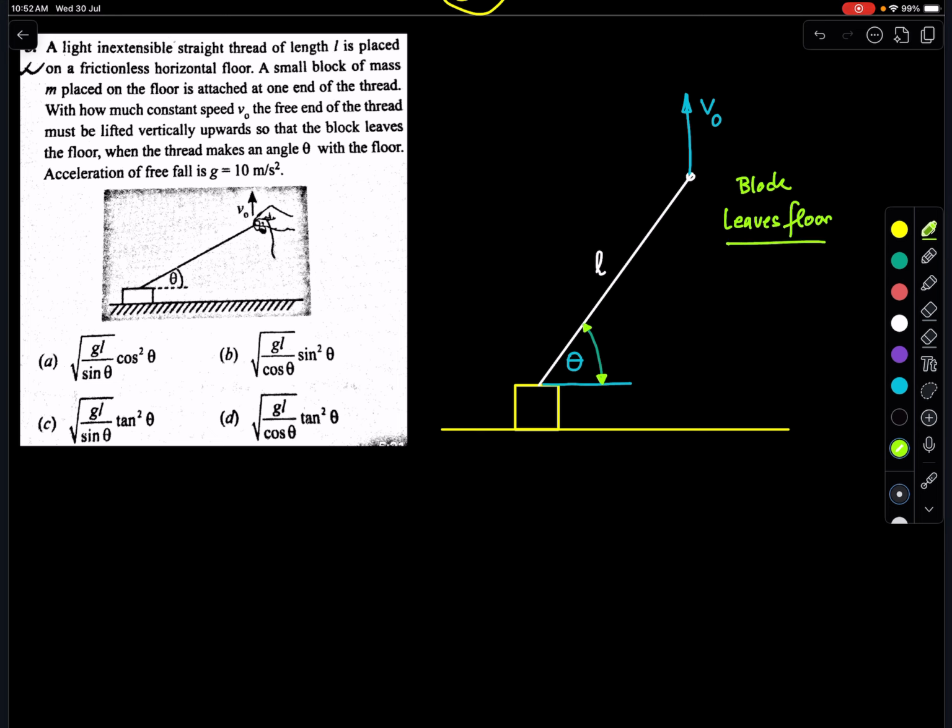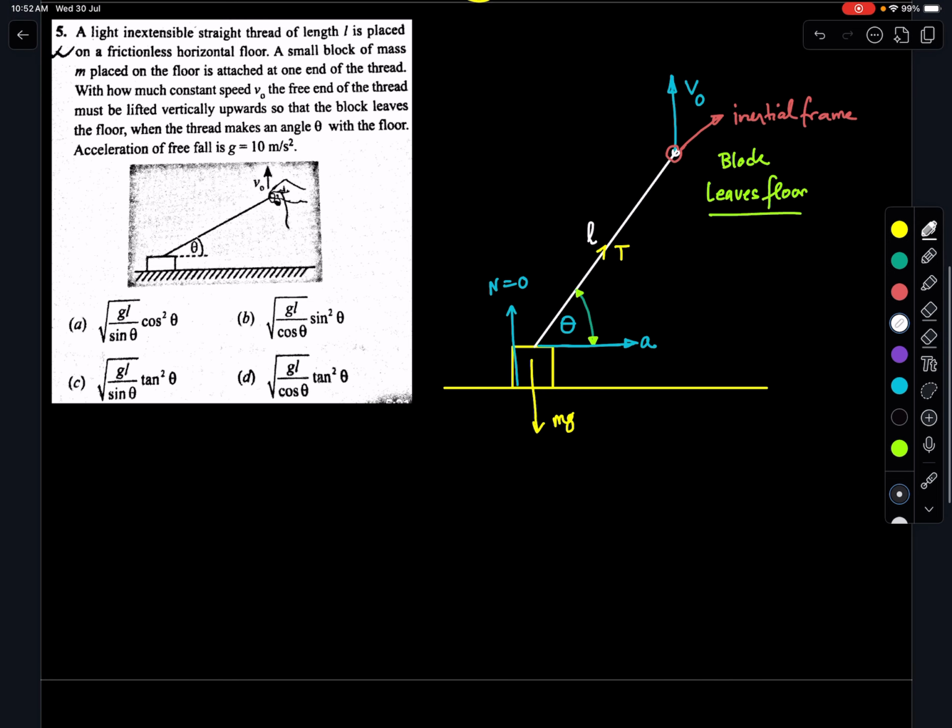So surely the acceleration of the block is along this direction, because in the vertical direction the normal reaction is equal to 0. So let us see what the forces are. These forces are tension and mg, and what we will do is shift to the frame of this point, the free end. Why will we shift to this frame? Because as this is moving with a constant velocity, this becomes an inertial frame of reference. So from this frame we will analyze the problem.